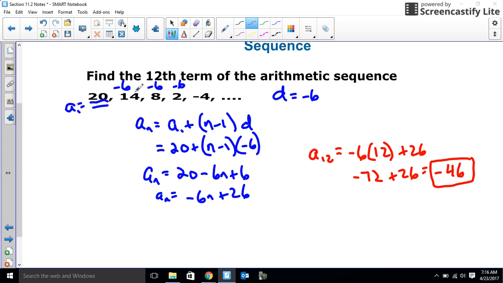If you want to check that, you could just keep subtracting 6 there until you get to the 12th term, in which case it will give you negative 46. I know that seems like it will be easier to do, maybe. However, you might be asked to find like the 85th term, in which case you're definitely going to want a formula like this right here.